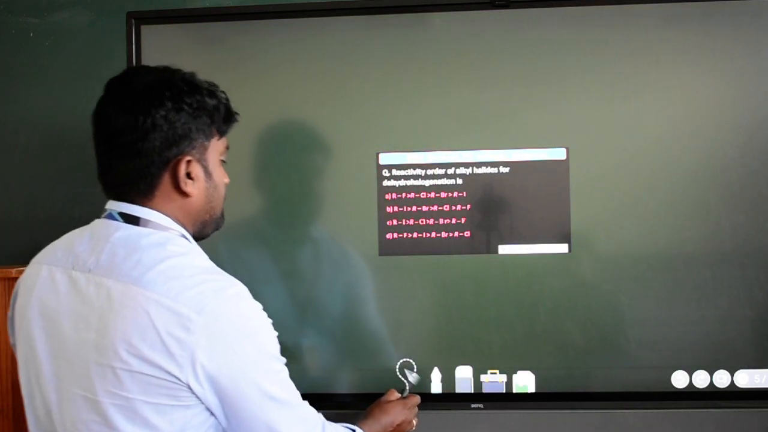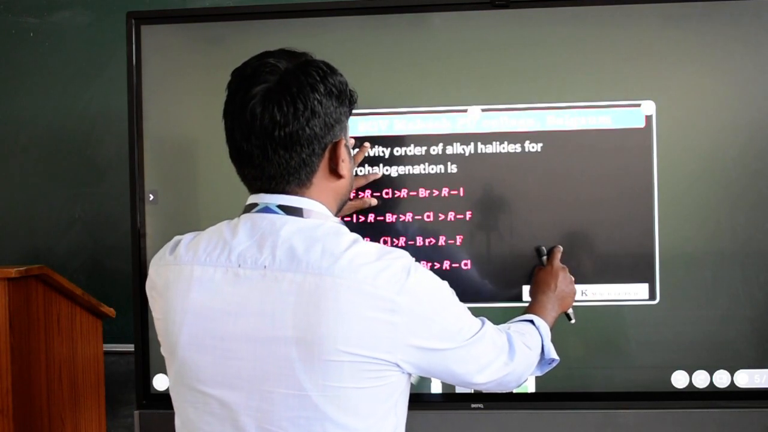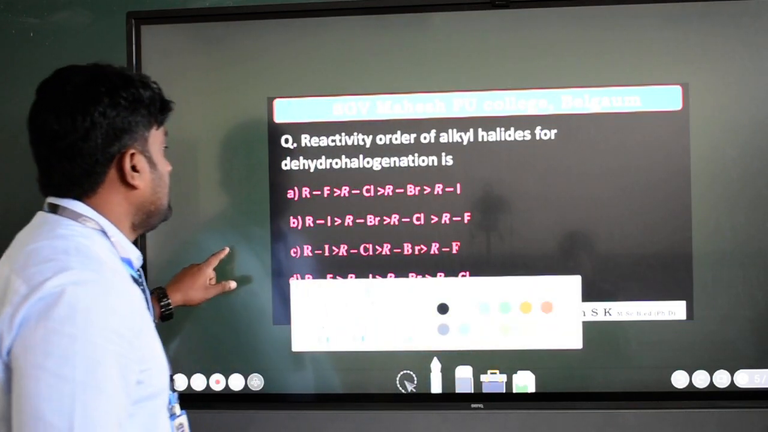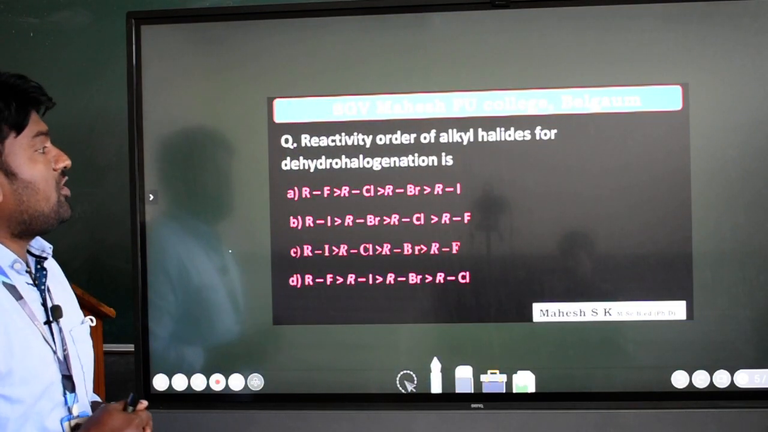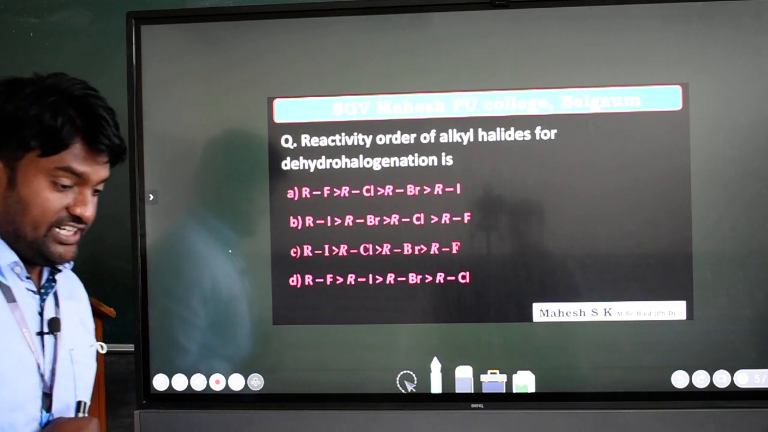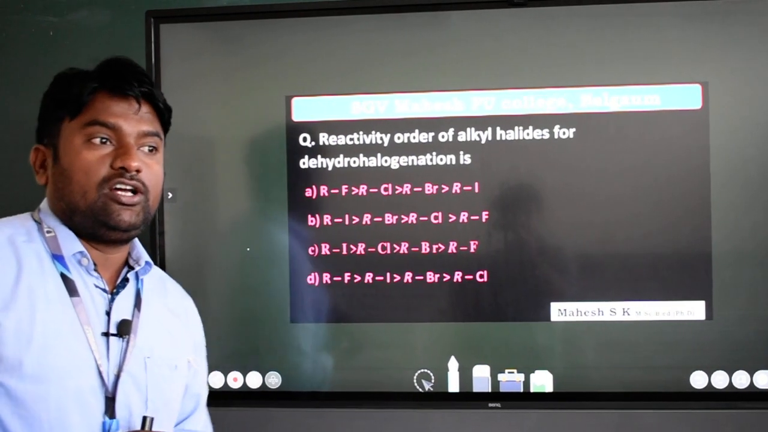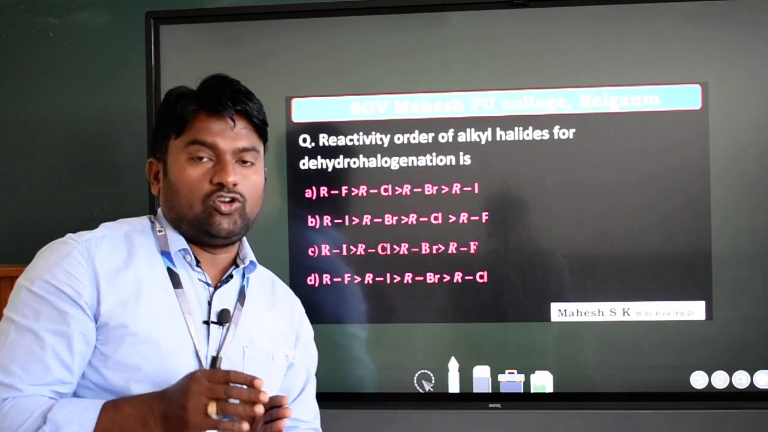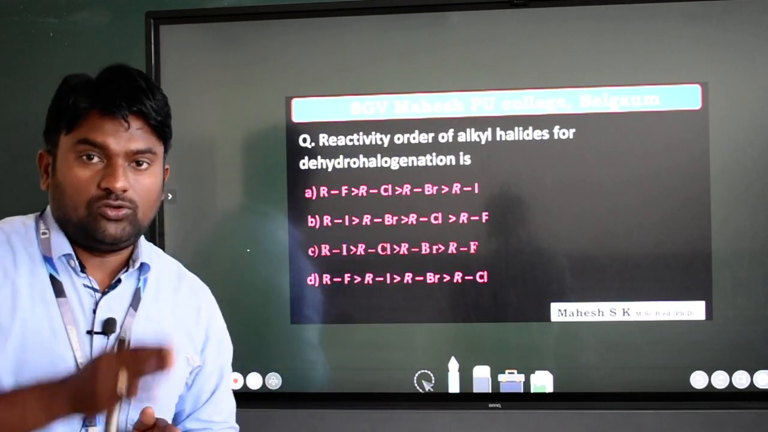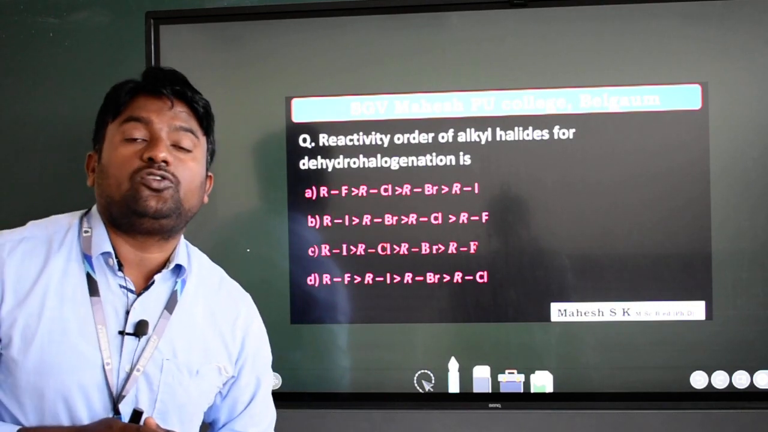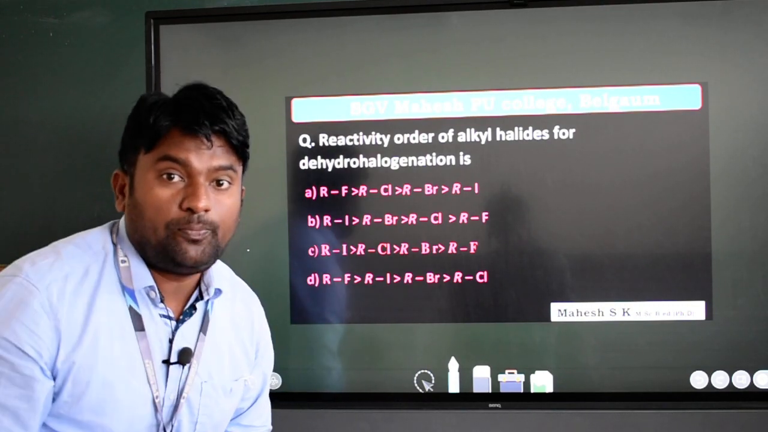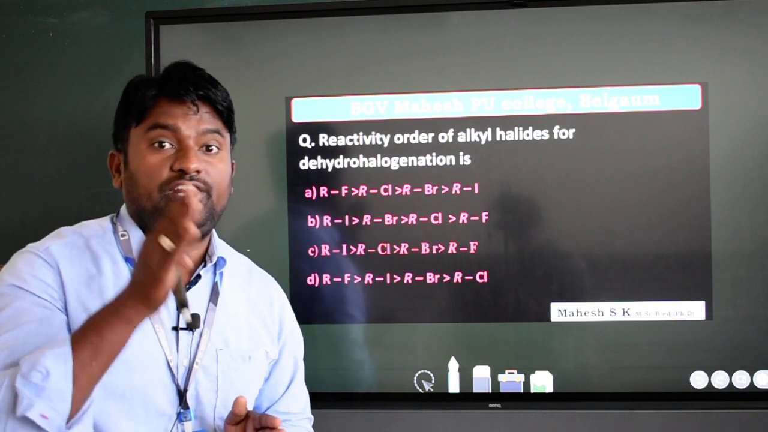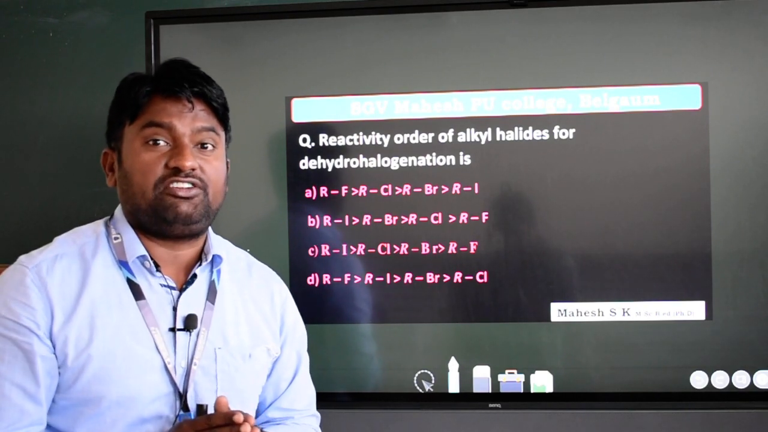The next question is the reactivity order of alkyl halides for dehydrohalogenation. The reactivity order means, if you see the periodic table, the 17th group, that is the halogens. Down the group, the reactivity goes on increasing. So fluorine, chlorine, bromine, iodine. The highest reactivity is for iodine.